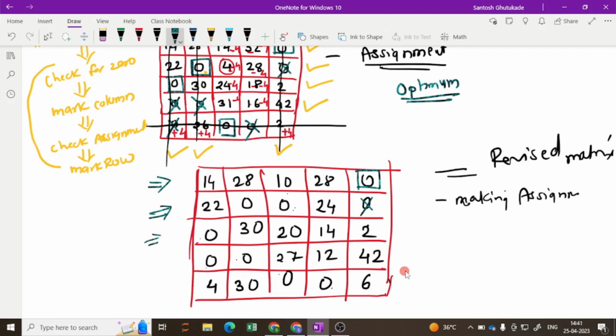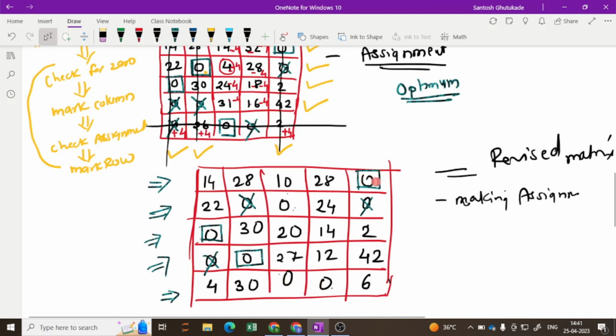Then coming to the third row, there is one 0, so we will make the assignment here and cross all the zeros in that row and in that column. Then coming to the fourth row, there is one 0 left, so we will make the assignment here and cross all the zeros in that row and column. In the column there is a 0 at this location, so we will cross this 0. Then coming to the fifth row, there are 2 zeros, so again we will skip them. We will go back to the first row.